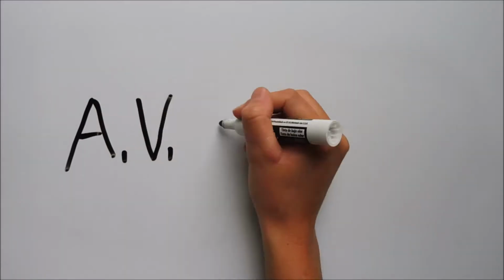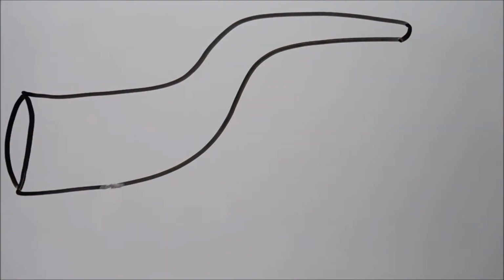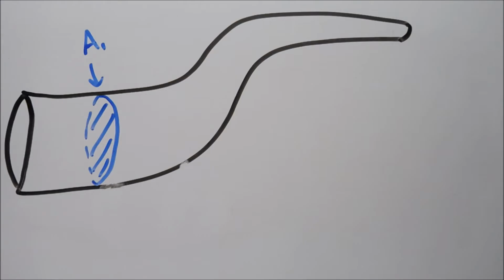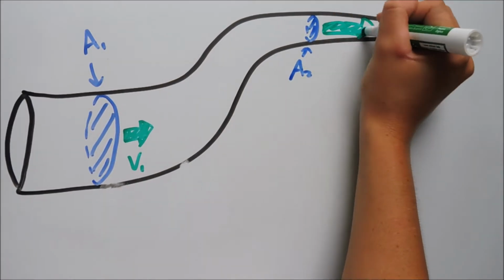Starting with this little equation here. A1 V1 equals A2 V2. This is a pretty simple equation that means the cross-sectional area at a point in a pipe multiplied by the velocity at that point is equal to the area times velocity at any other point in the pipe. This means if we know any other area or any other velocity, we can work out the other variable for any given point. And it's pretty simple to do too.